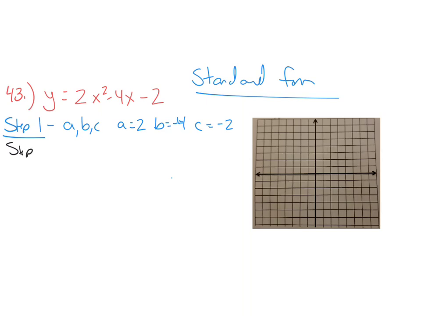Step 2 says you're going to find the vertex. So I'm going to do the opposite of b, so the opposite of -4 all over 2 times 2. Remember, put the bottom in parentheses or do the top and bottom separately where I get 4 over 4, which is 1. So I'm going to make an XY chart.